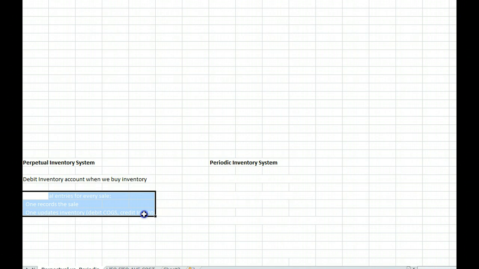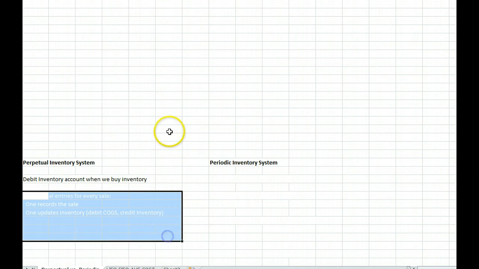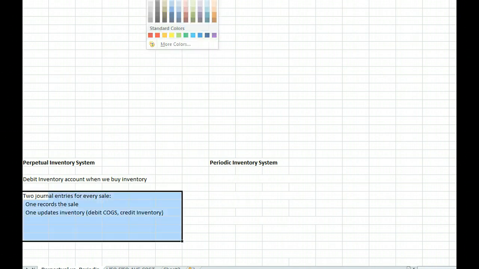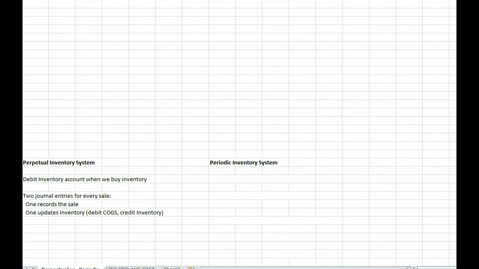Then whenever we sell something in the perpetual inventory system, we also update our inventory. So that means there's two journal entries every time we sell something. One records a sale, either we debit cash or accounts receivable and credit sales. And then we also update our inventory system. So we debit cost of goods sold, an expense. Expenses are debits, so it makes sense that cost of goods sold would be a debit balance. And then we credit inventory, reducing our inventory account for whatever we sold. And when we do that, it's at our cost.